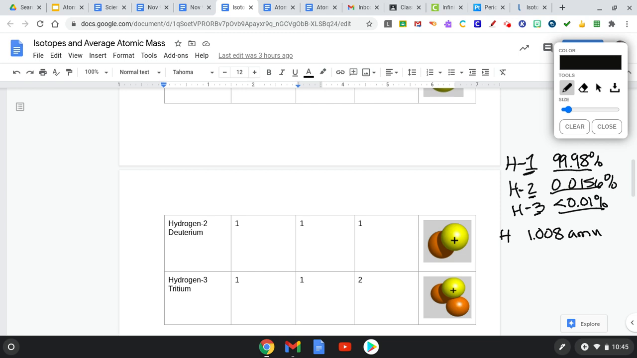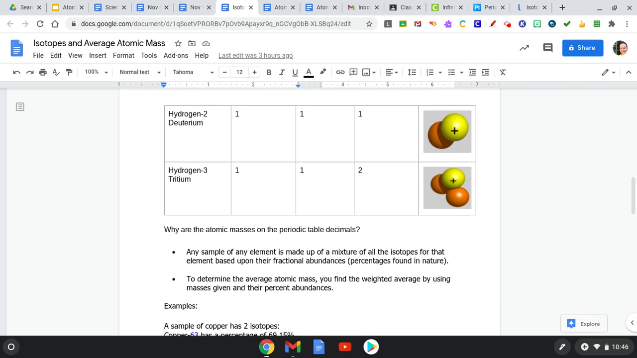Now, this kind of makes sense since 99.98% of the sample has a mass of 1. And so when you look at the average atomic mass, it is much closer to 1 than it is to 2 or 3 because most of your isotope is hydrogen 1. Okay, now there's a mathematical way to figure this out, and we're going to look at that now.